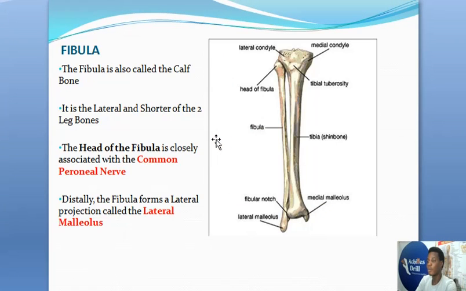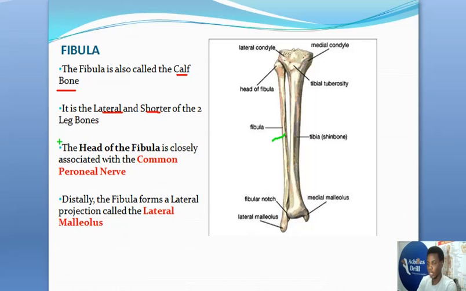Okay, so now moving on to the fibula. The fibula is also called the calf bone. In the case of the tibia, another name for it is the shin bone, but the fibula is called the calf bone. And it is the lateral and shorter of the two leg bones. It is lateral, that is far away from the midline, and shorter compared to the tibia.